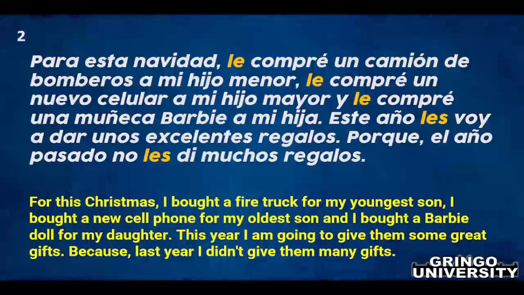Para esta Navidad le compré un camión de bomberos a mi hijo menor. Le compré un nuevo celular a mi hijo mayor y le compré una muñeca Barbie a mi hija. Este año les voy a dar unos excelentes regalos, porque el año pasado no les di muchos regalos.